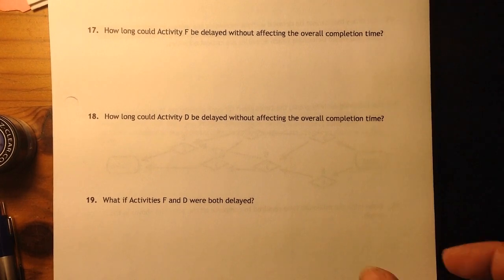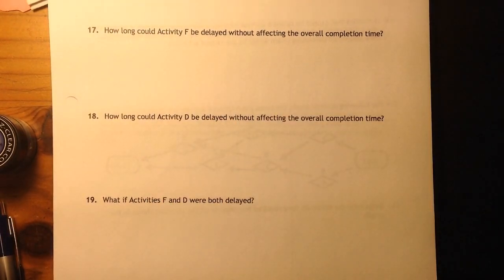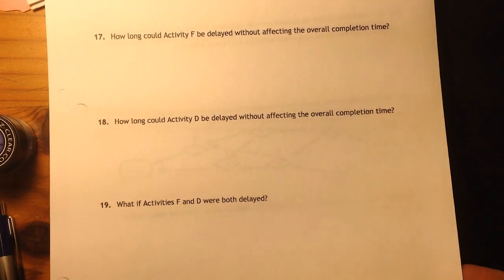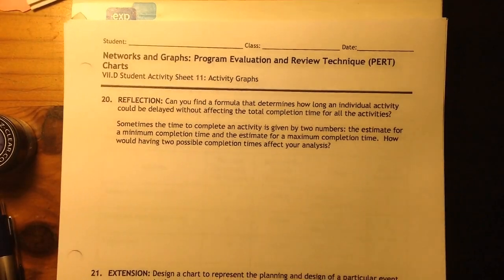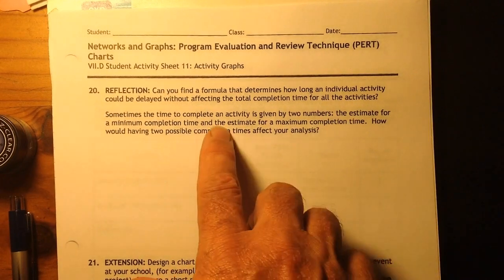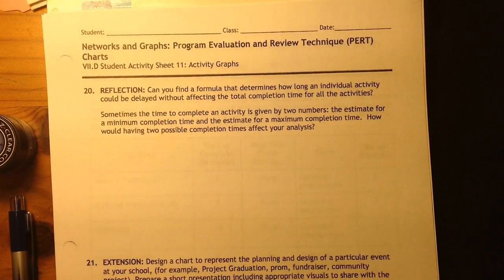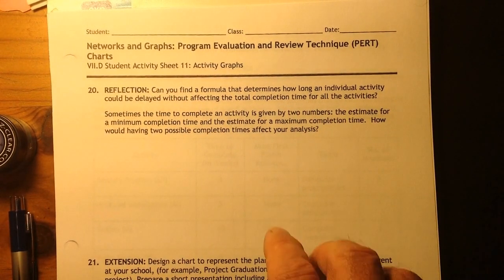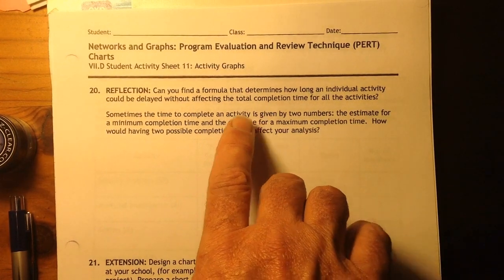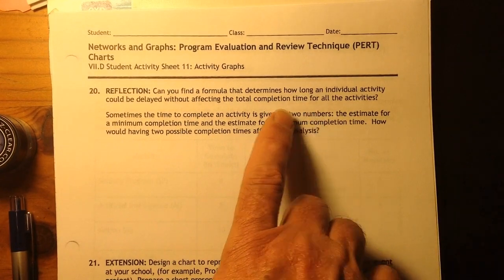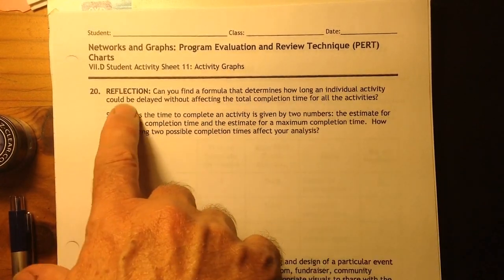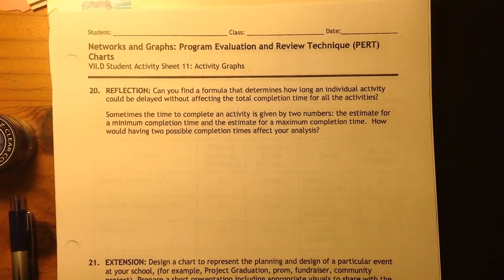Okay. So those are all questions about the graph. I'm going to let you answer those on Schoology, on the Schoology practice there. Number 20, I'm not as concerned with number 20, especially not the second part of it. The first part of it I would like you to answer. Number 20, can you find a formula that determines how long an individual activity could be delayed without affecting the total completion time for all the activities? Okay, I do want you to try to answer that. Don't worry about the second part of this at all.